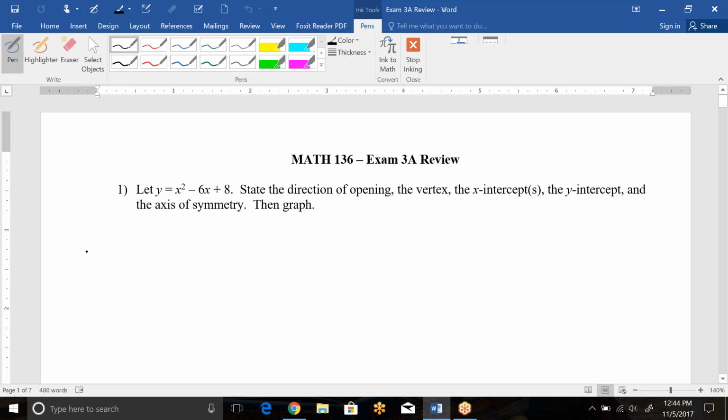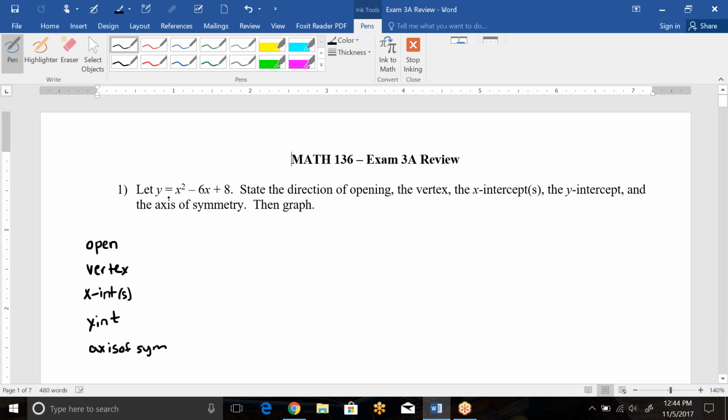So when we look at this, I like to make a little list of all the things I need to know. So I need to know, does it open up or down? What is the vertex? What are the x-intercepts if they exist? The y-intercept, and the axis of symmetry.